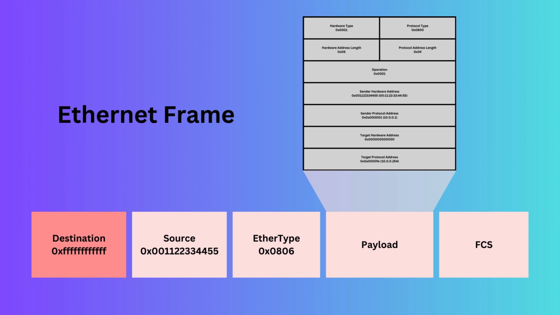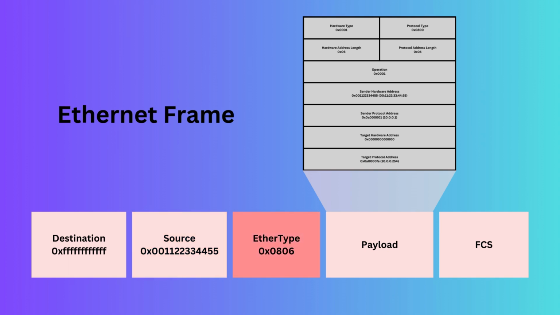Since the server doesn't yet know the MAC address of router R1, it sets the destination address to the broadcast address. This ensures that all devices on the local network receive the ARP request. The next field is the source MAC address, which is the server's MAC address. This tells the receiving devices where the frame came from.